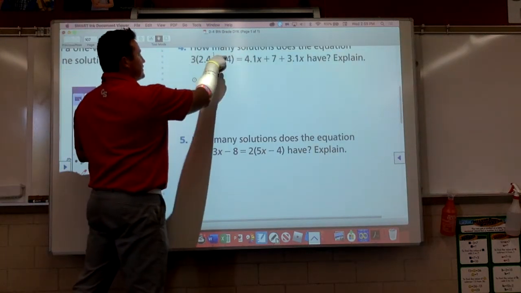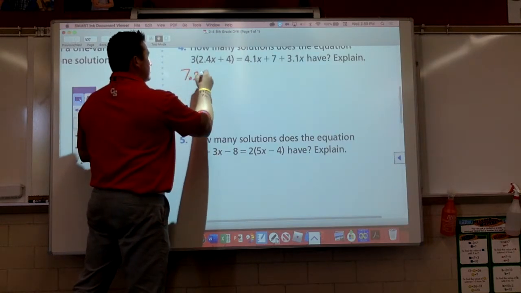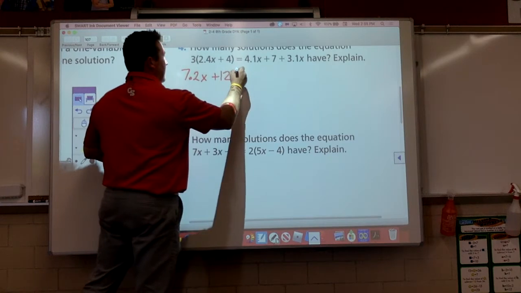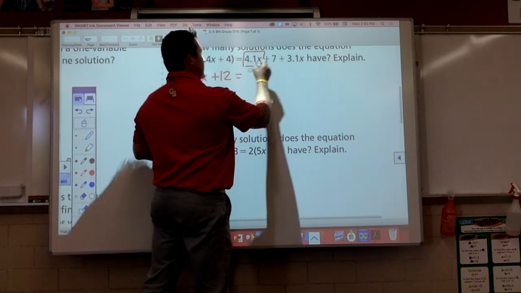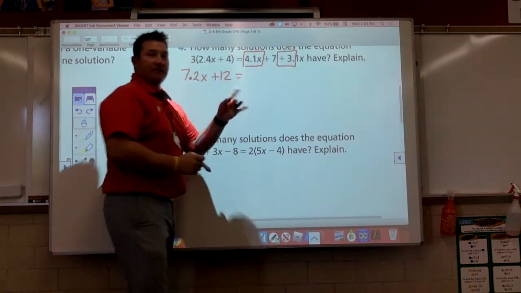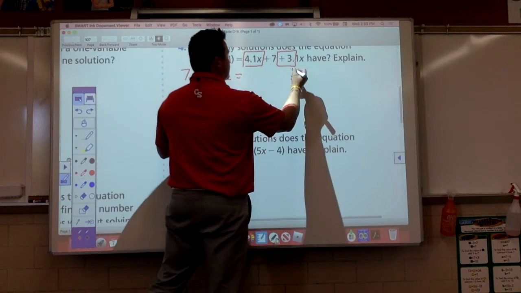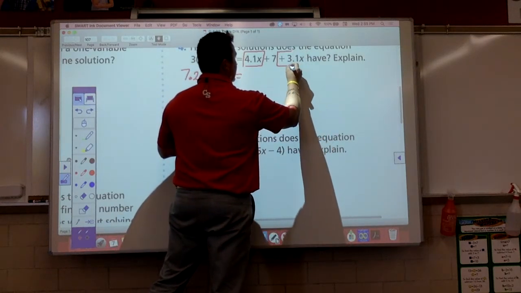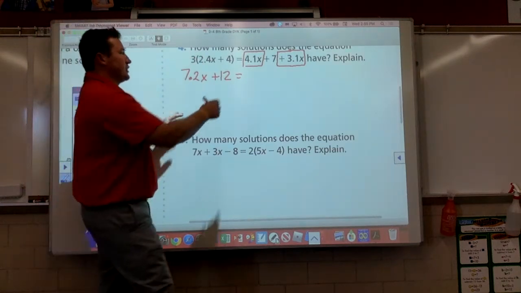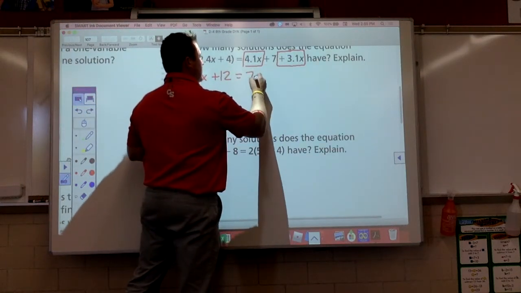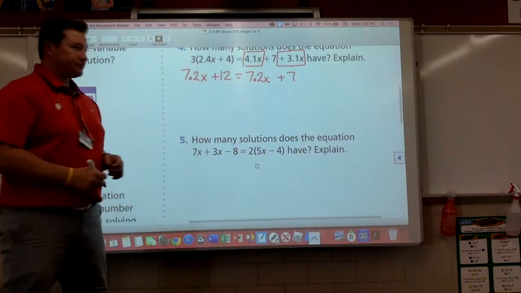So 3 is going to get distributed into both of these. What is that, 7.2? 7 and 2/10. Okay. On the right-hand side, there is no distributing, but we do have like terms. I do have like terms, so we're going to go ahead and combine those together right now. Ooh, sorry, folks. There we go. Terrible box. Rectangle now. Okay, combine those like terms. 4.1x plus that is also 7.2x plus 7.